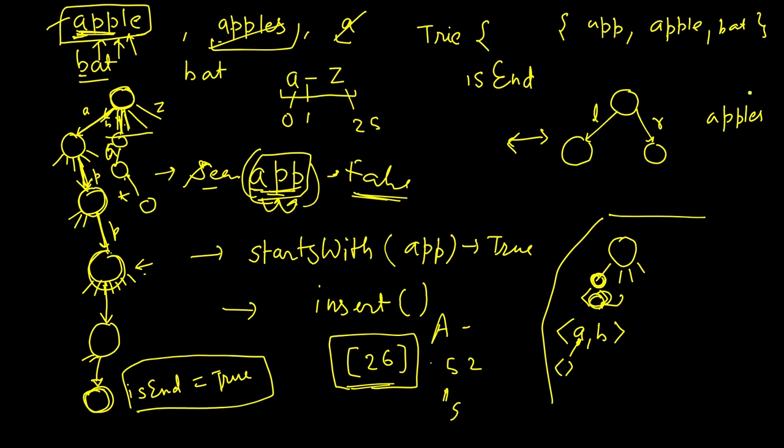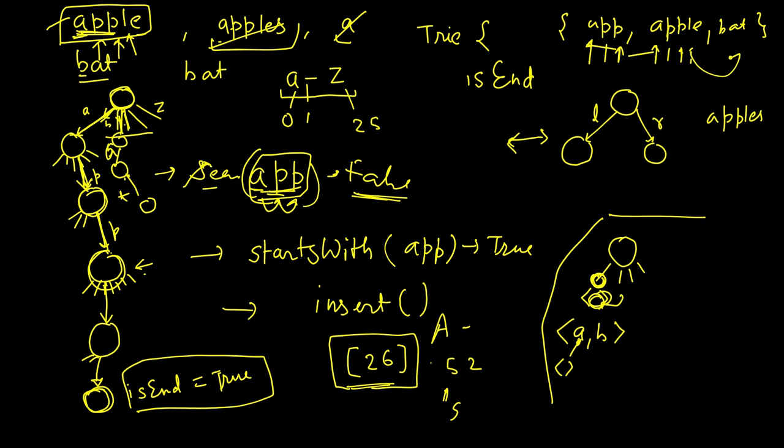apples exists or not, we will start searching here linearly. We will look here: matches, matches, matches. We reach the end. We did not find it. So we go to the next word. Again, start the search from the beginning, A, P, P, L, E, but S is not there.